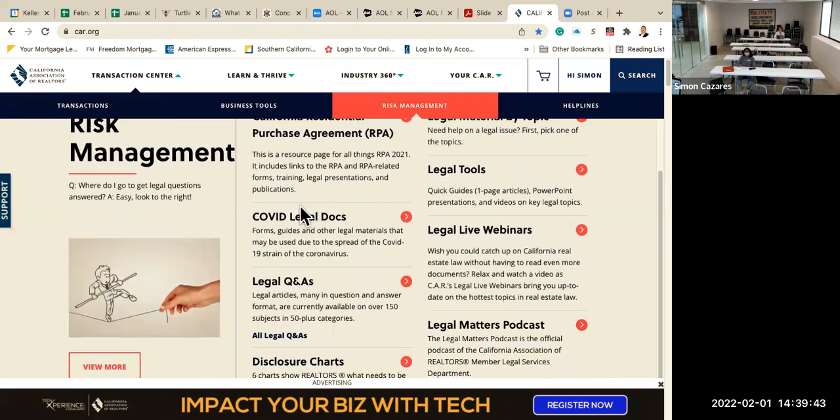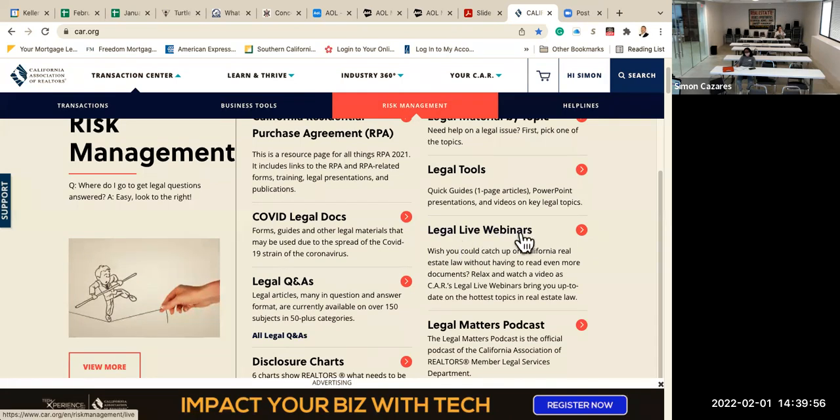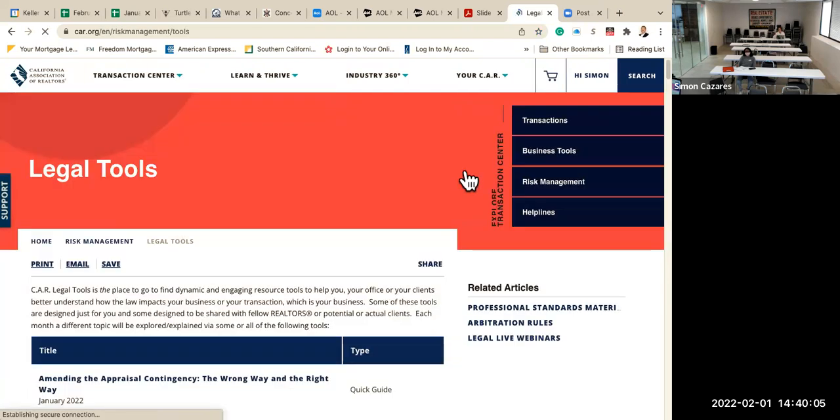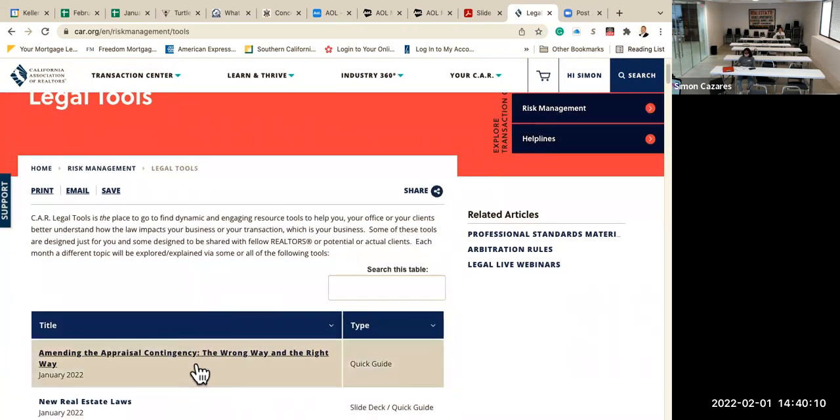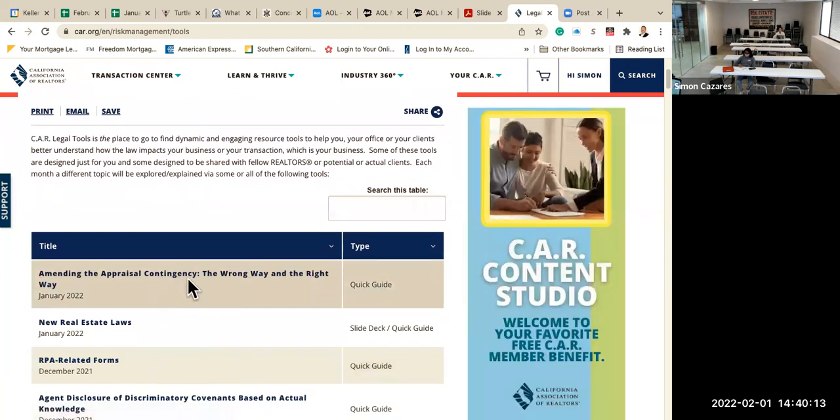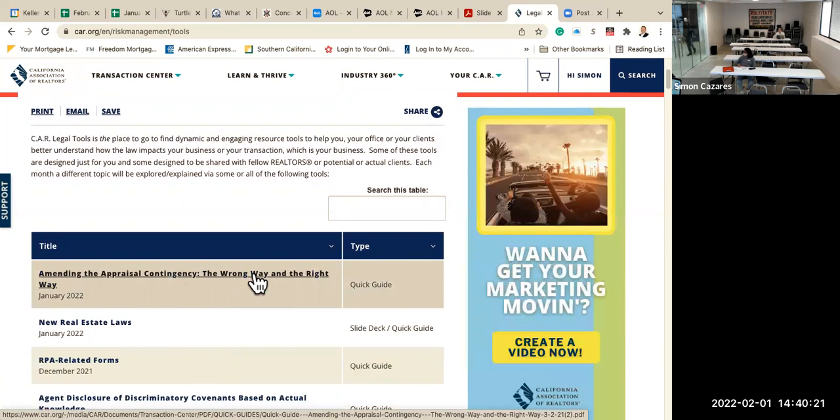Here you can see COVID legal documents. Here you can see legal Q&A. Here you can see disclosure charts. Here you can see legal tools, legal live webinars, legal matter podcast, okay? And when you click on legal tools, this is where I get a lot of the information. I'm going to be talking next week on the appraisal contingencies, the wrong way and the right way to do this. So it kind of backs into the conversation that we had of the new laws in place.